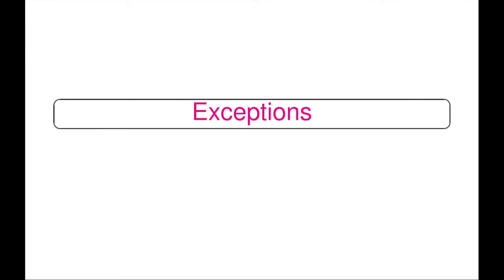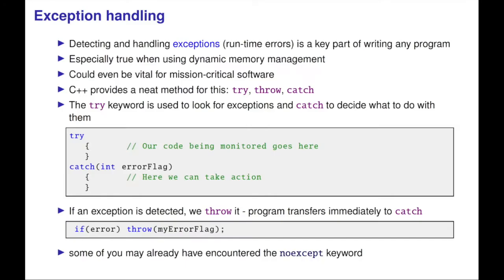Now, one thing I haven't discussed, but many of you will already have run into, is the idea of using exceptions. Exception handling or error handling is the idea that you detect and handle an exception, which is really a runtime error situation you did not expect to happen or it should not have happened, and essentially is a key part of writing any program. Now, it's crucially important when using dynamic memory management, but it's definitely important in other cases as well. And if you have mission critical software, you really want to make sure that if something goes wrong, you deal with it right, and not necessarily that your code dies.